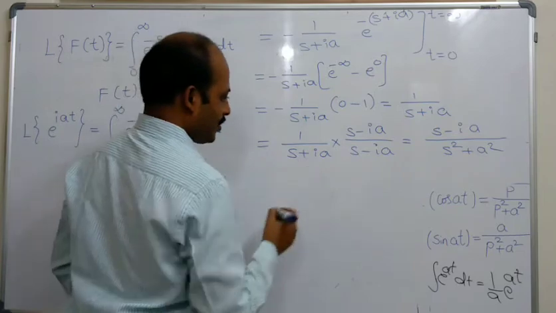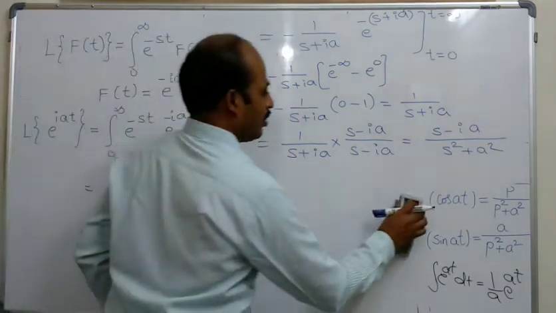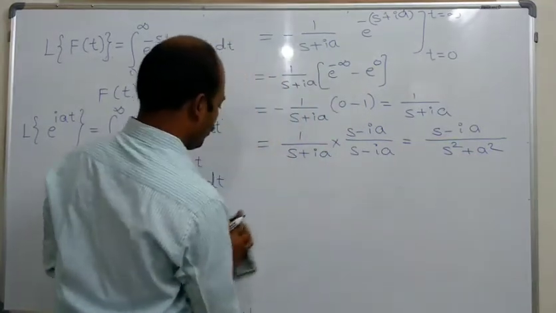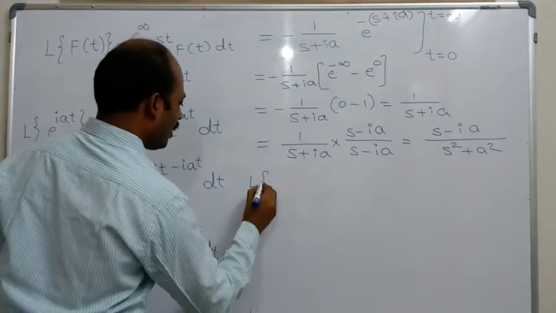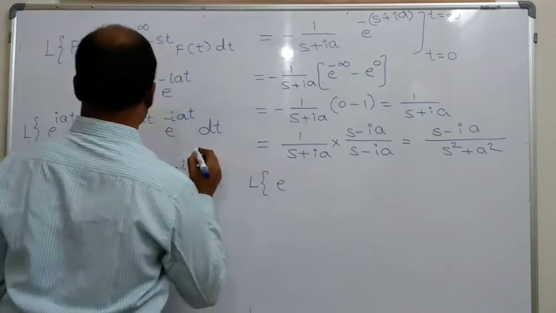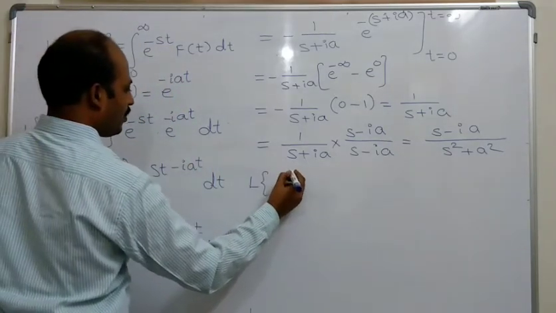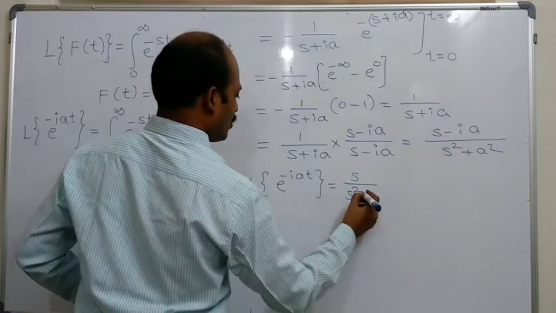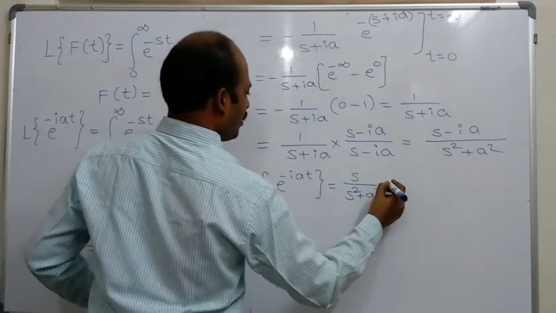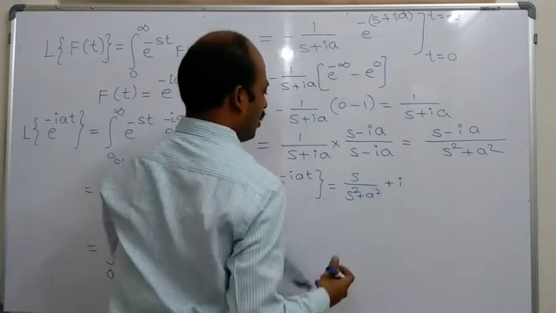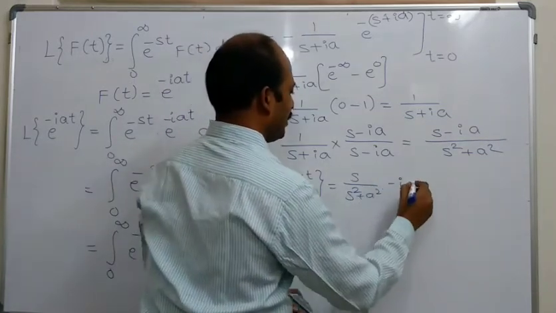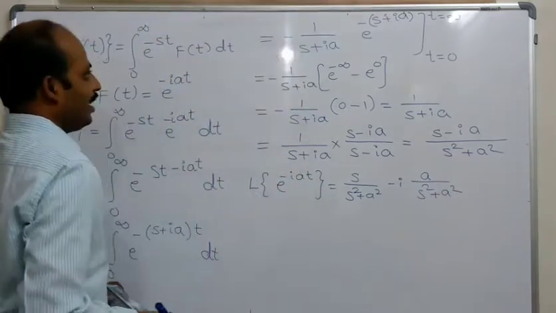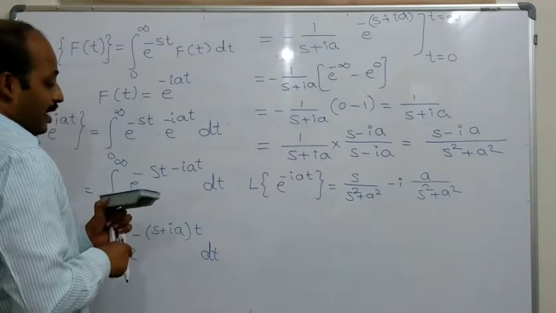Let us differentiate. We prove the concept. Let us separate the terms, real and imaginary parts. We prove that L of e power minus iat is equals to s by s square plus a square plus i into minus i into a by s square plus a square. In the LHS we have L of e power minus iat.